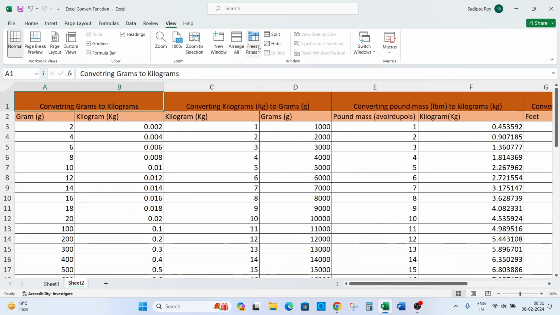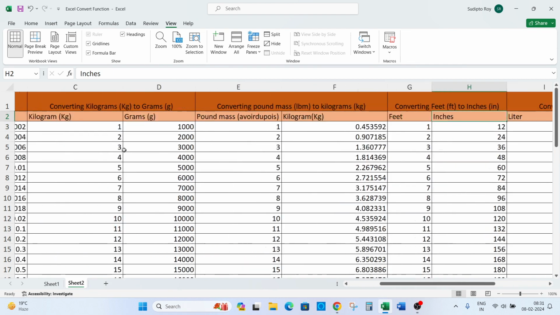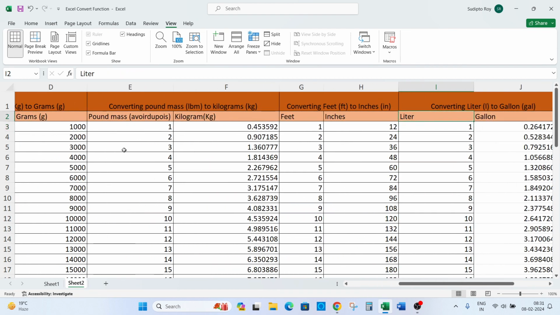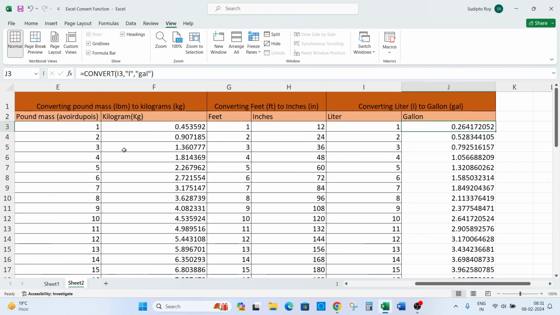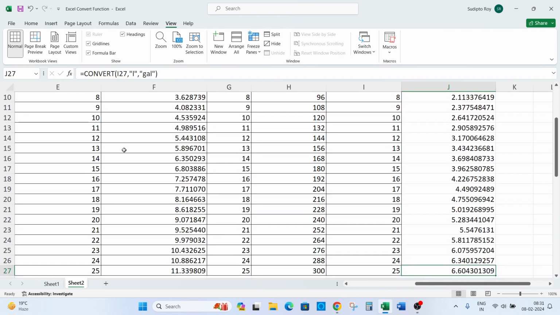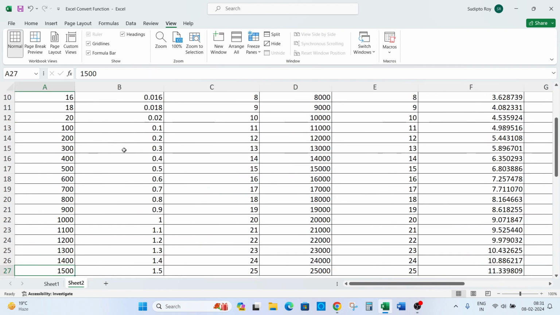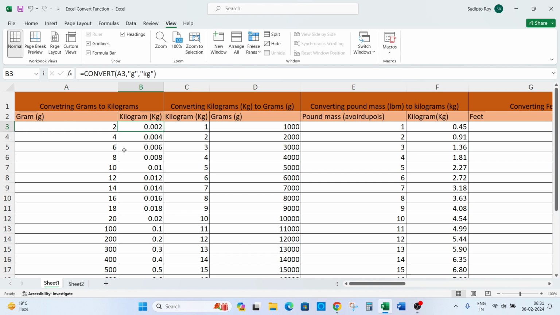So we have got our results ready here. I'll just unfreeze the panes here. What we've done so far is we have converted grams into kilograms, kilograms into grams again, pound mass into kilograms, feet into inches, and liters into gallons. This is a short video that I wanted to post just for knowledge sake, and for you to be able to use the CONVERT function correctly in your scope of work.